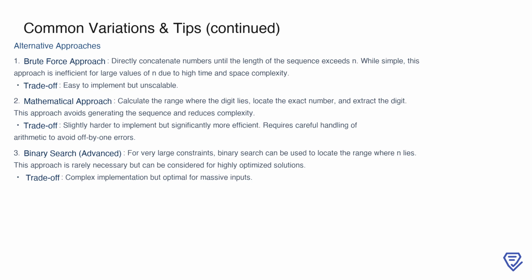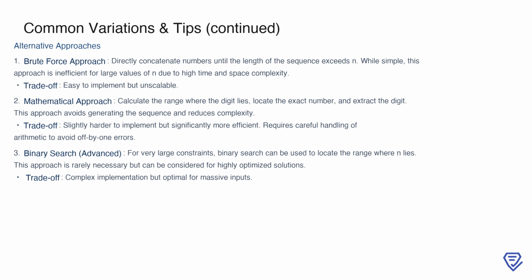The brute force approach involves directly concatenating numbers until the length of the sequence exceeds n. While this is simple to implement, it's incredibly inefficient for large values of n due to high time and space complexity. This method is generally not practical for competitive programming or interviews. A more efficient approach is to use mathematics to identify the range where the digit lies, locate the specific number, and extract the digit. This avoids generating the sequence entirely, significantly improving performance. However, it requires a strong grasp of arithmetic calculations to avoid off-by-one errors.